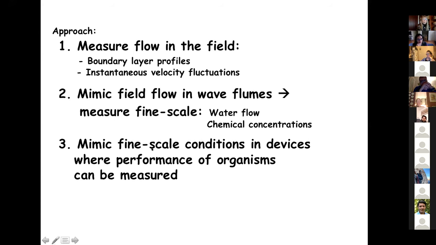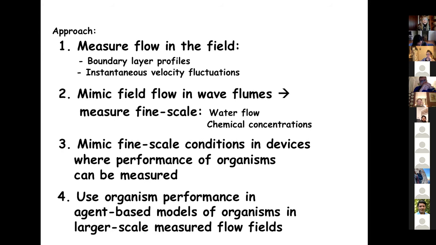Then in order to look at the microscopic larvae, we have to mimic this fine scale flow in an even smaller device, such as our mini flume or our pico spritzer, where the performance of the organisms can be measured, and we can figure out things like how their behavior or the type of glue they use or their body shape or orientation can affect what happens to them. And then we can take the behaviors we measure and stick them back into larger scale measured flow fields or measured concentration fields using agent-based models.